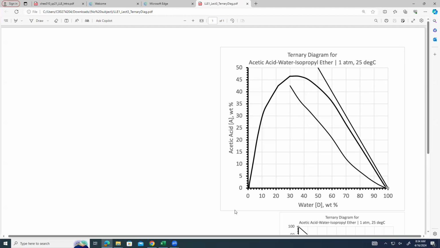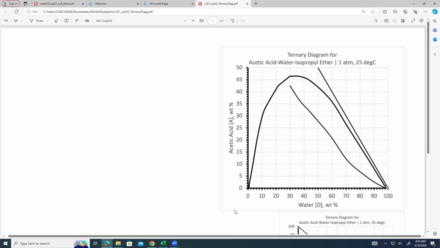So if you have a tie line that goes through the point, you can now split it into your two compositions. So whenever you make the tie line for this point, you'd be able to identify the composition of the extract and the composition of the raffinate. Does that make sense? And once again, please stop me if I'm going too fast or something doesn't make sense. We're gonna be spending a lot of time next lecture on this as well.